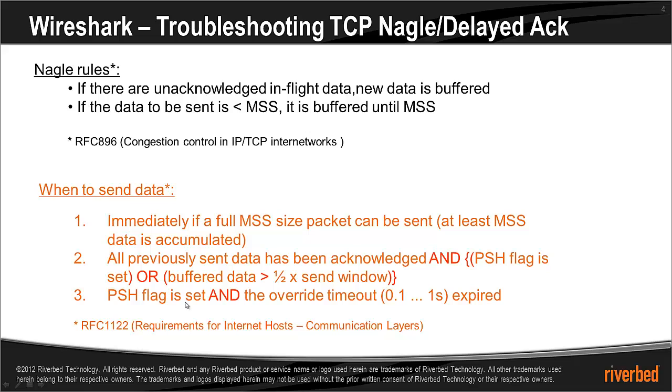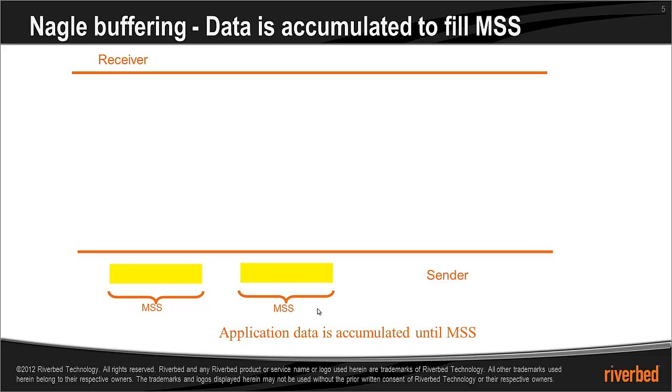Okay. And the third one that you may or may not see, it's not too common, especially in the modern network, is that if the push bit is set and the override timer goes off, you're allowed to send the packet. Again, it's implementation dependent, and there are no hard and fast rules about what this timer should be, although the RFC has some recommendations. So again, I encourage you to read the RFC. So let's take a look at the first example.